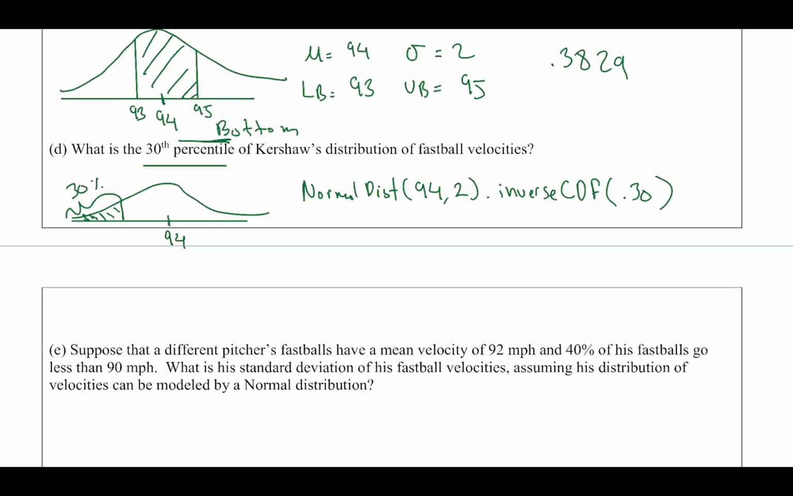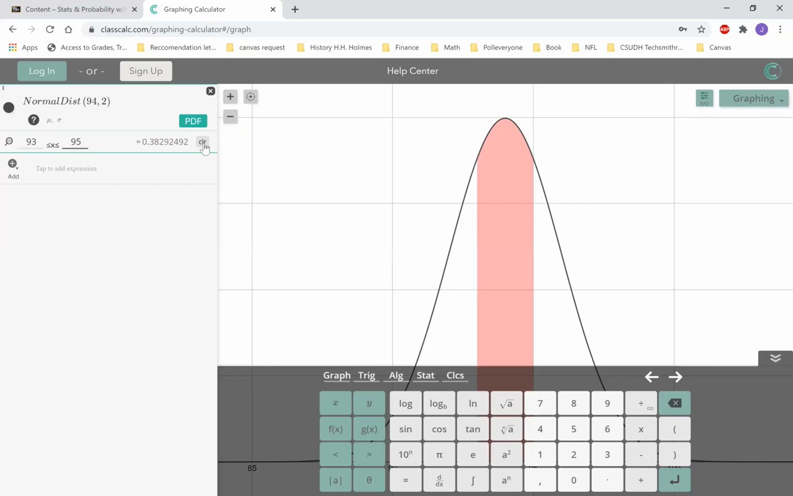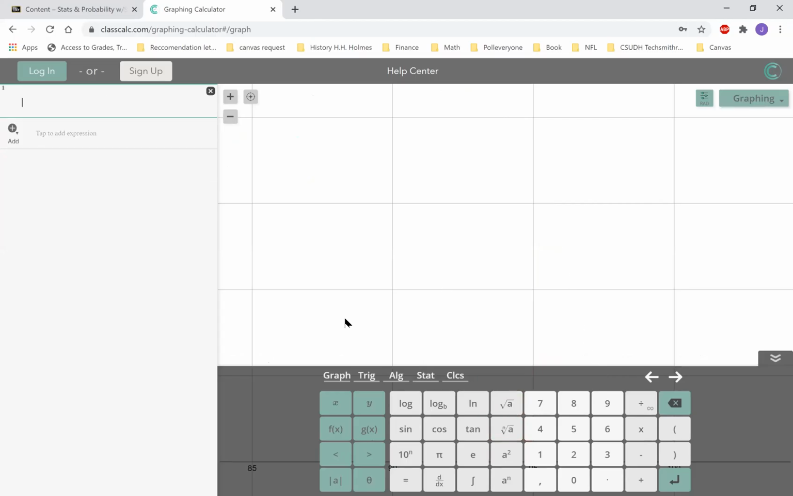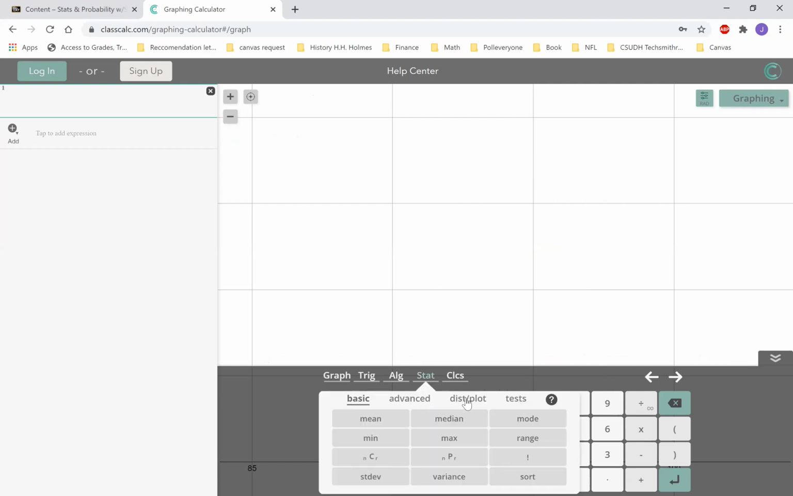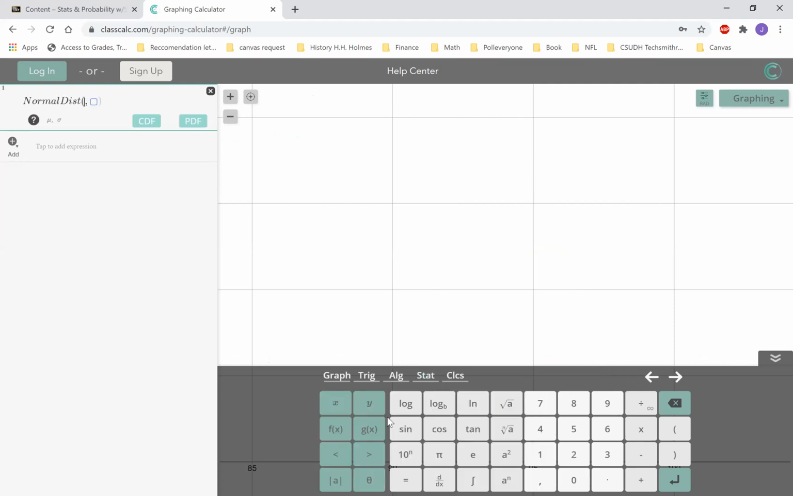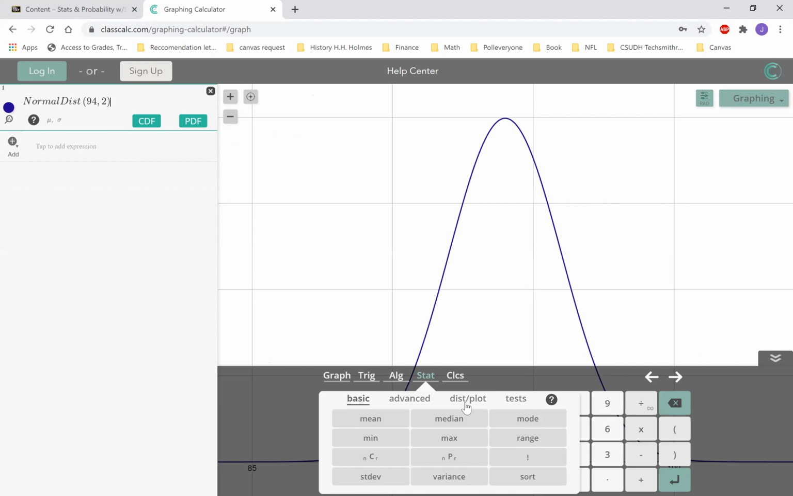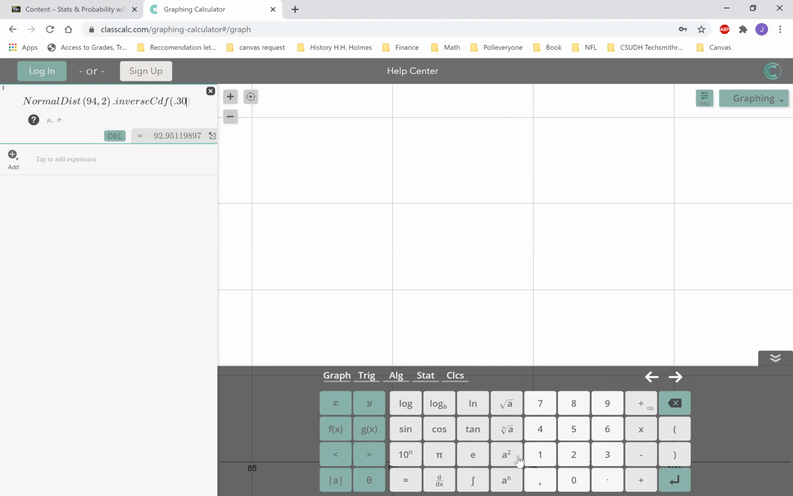So let's go ahead and do this next step. Let's do class calc. In class calc, we'll start a new one. We'll say stats, distribution. We'll do a normal distribution, with mean of 94 and standard deviation of 2. And then you want to do inverse. So we'll say distribution, inverse CDF, and this time you put 0.30. All right, and if you look at it, you get roughly 92.95.